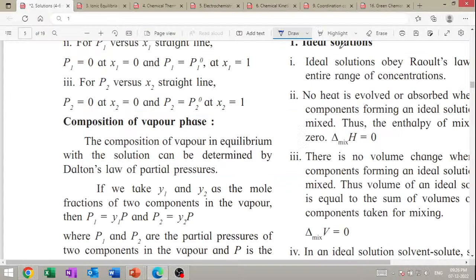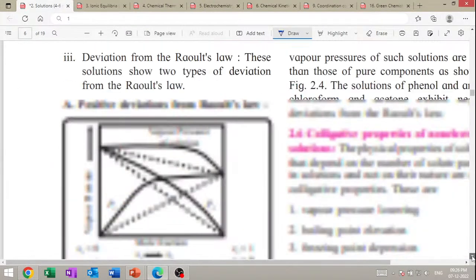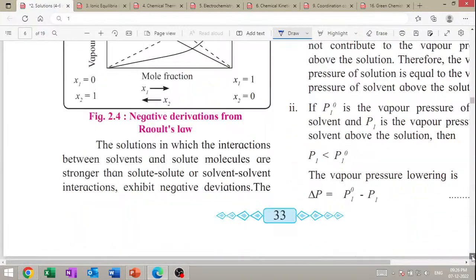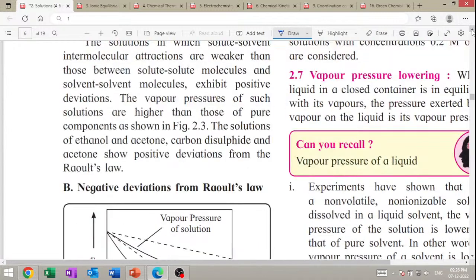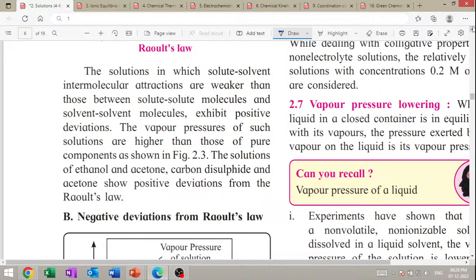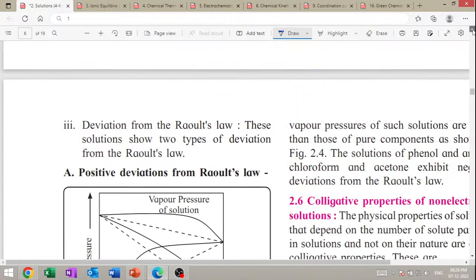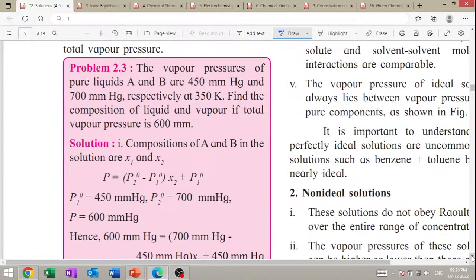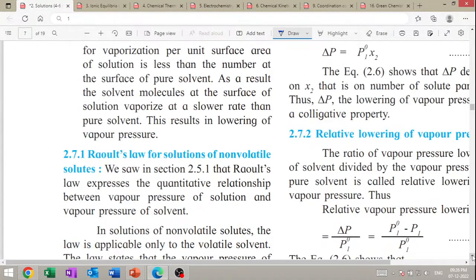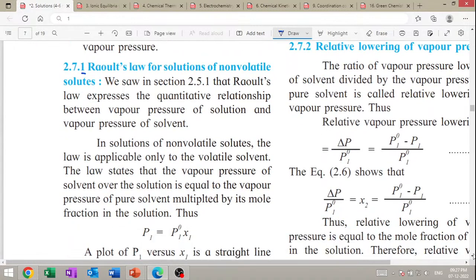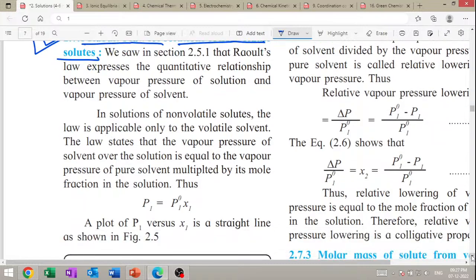Okay, what is there? That's the non-volatile component. Yes, this is Raoult's law for the non-volatile component. Raoult's law for solution of a non-volatile solute. So this is for the non-volatile component.